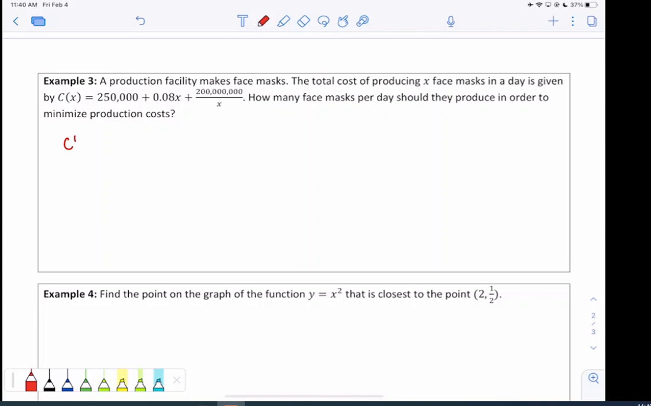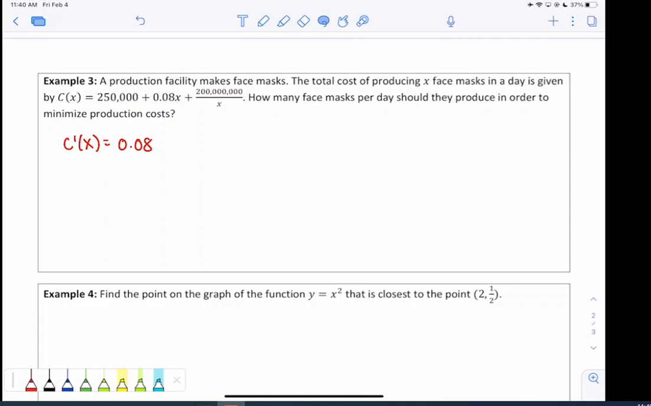So here's my function, c. I want to find c prime, so let's go step by step. Derivative of 250,000. I'm so bad at saying numbers. I mess it up all the time, and my husband's like, you are literally a math teacher. And I'm like, big numbers are hard to say. 250,000. 0. Okay, good. The derivative of 0.08x is 0.08.